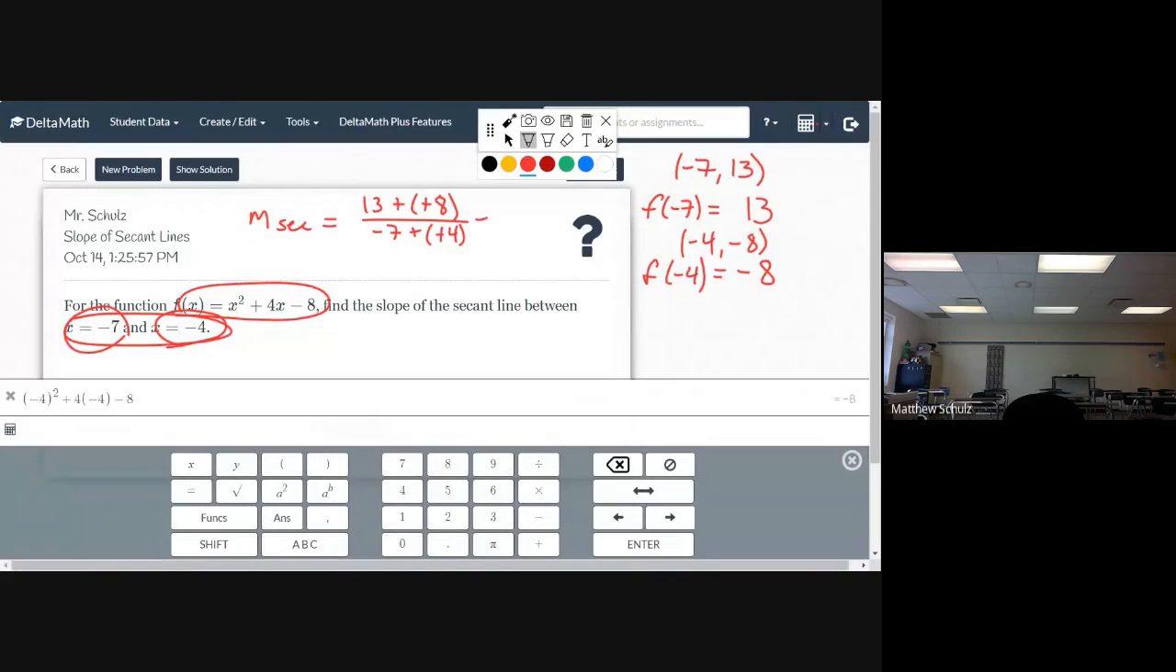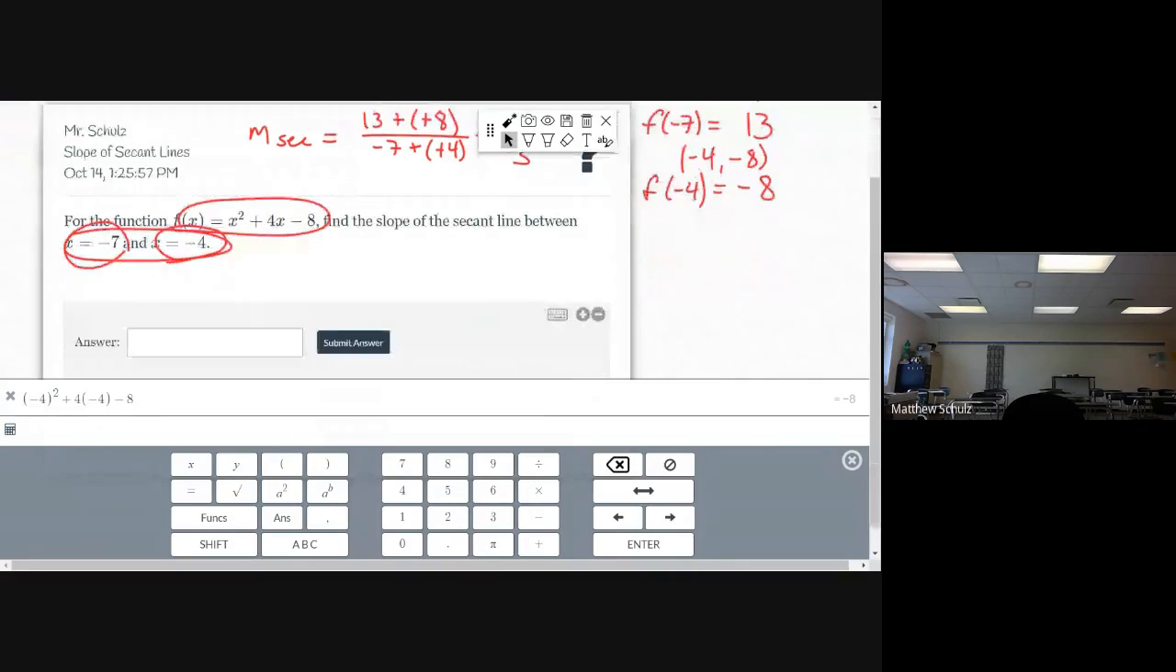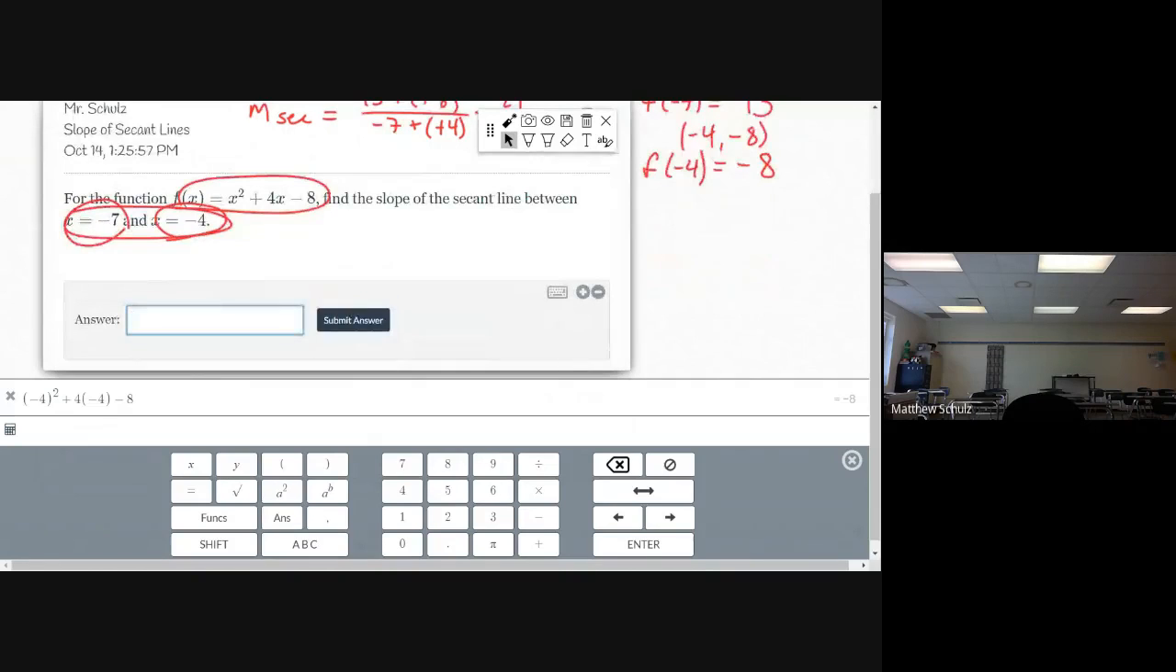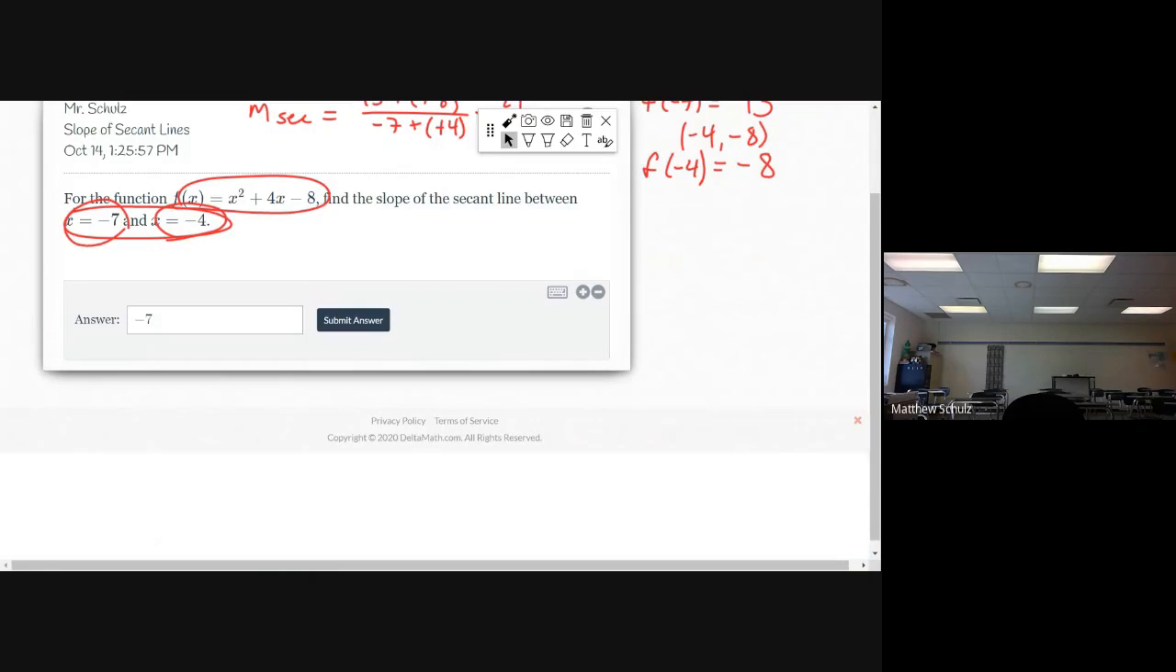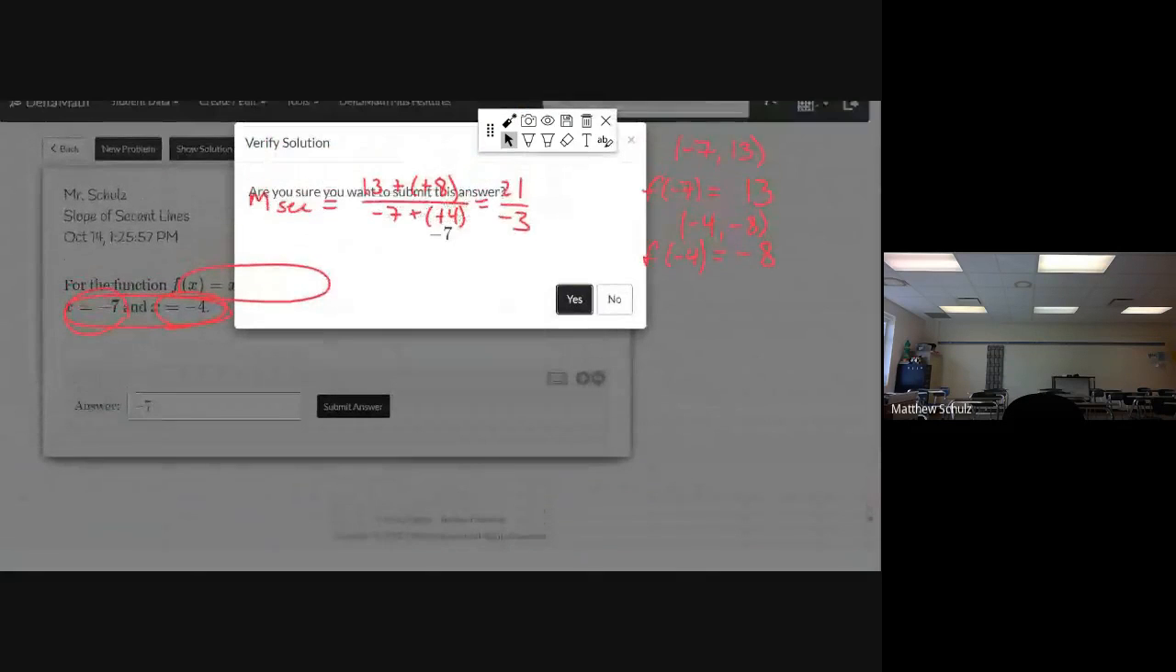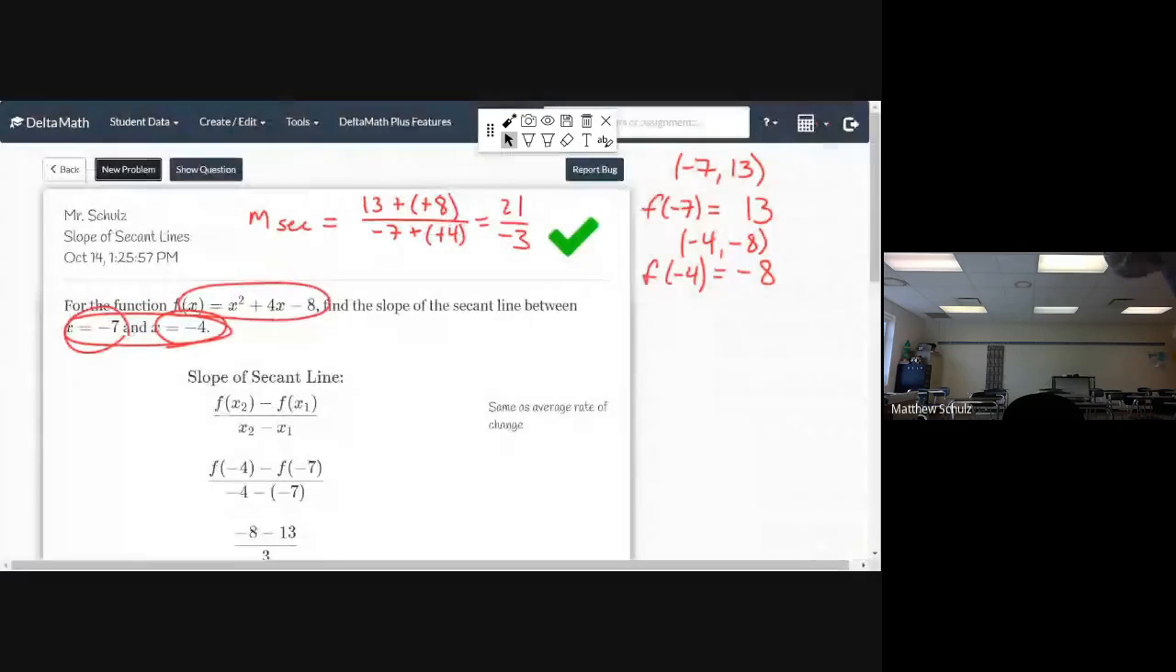So 13 plus 8 would give me 21. -7 plus 4 is -3. And then that means that my answer has to be -7. Hopefully, like we saw earlier today, it likes that answer. Otherwise, I'm going to throw a fit here. But let's find out if that actually works. If we submit the answer -7, hopefully my annotations will go away. Absolutely, it likes that answer.